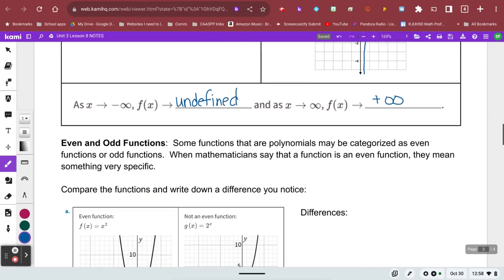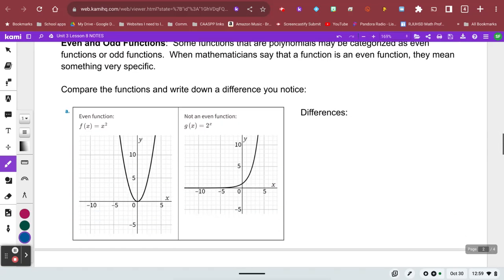Okay, so some of the functions that are polynomials may be categorized as even or odd functions. When mathematicians say that it is an even function, they mean something very specific. So looking over these two graphs right here, the left one is an even. This one's not an even. We're just looking at it to see what you notice.